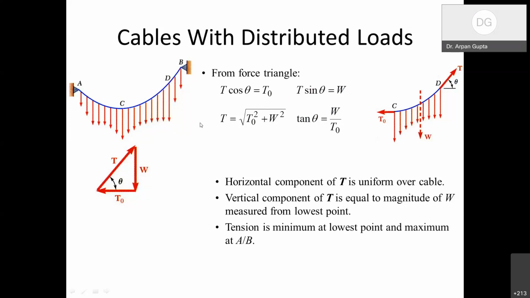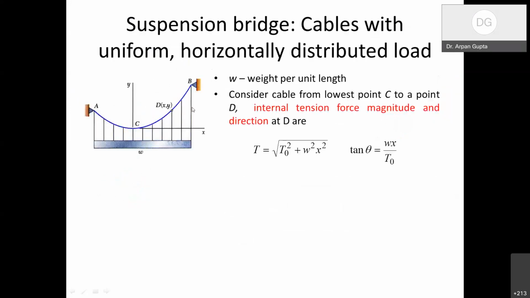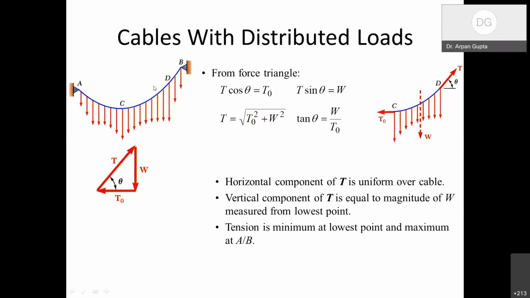Okay. And the third important point is the tension in the cable is minimum at point C, the lowest point, and it is going to be maximum at the end point. So either A or B, it is going to be maximum. For this diagram, we can say that the tension is going to be maximum at point B, provided this load is more. Now, a special case of this load is when these red arrows are all uniform, of uniform size.